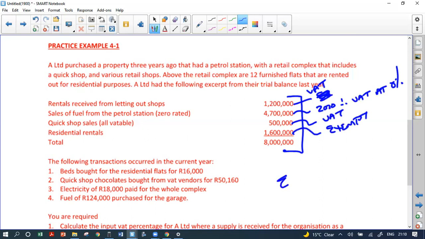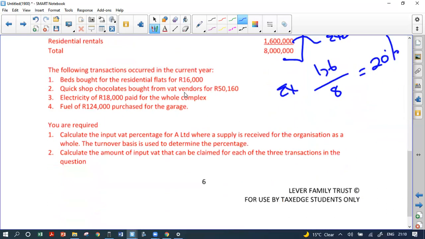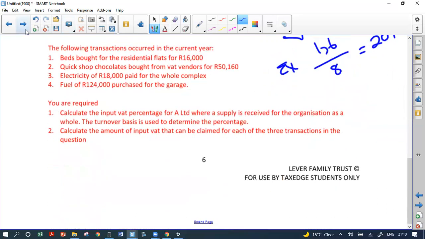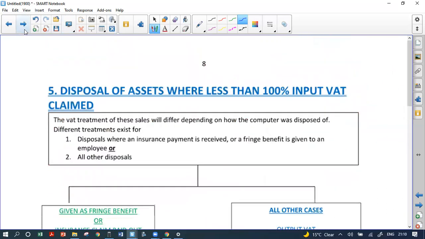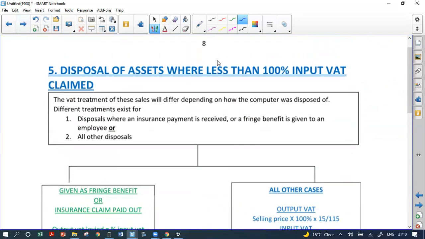So what's your exempt portion here? It would be 1.6 over 8. 1.6 divided by 8 equals 20%. So you would have 20% VAT that you could claim. Now, the next part of this chapter is disposal of assets where less than 100% input VAT was claimed.